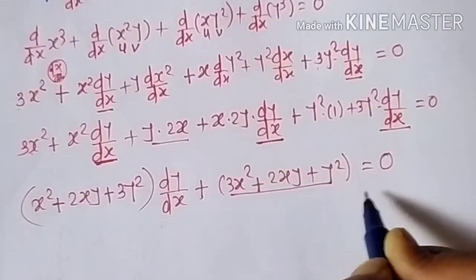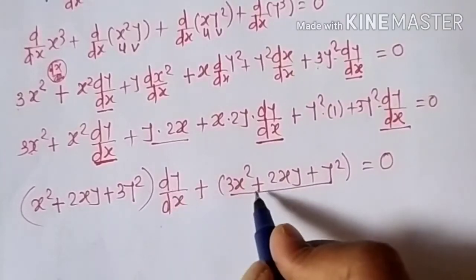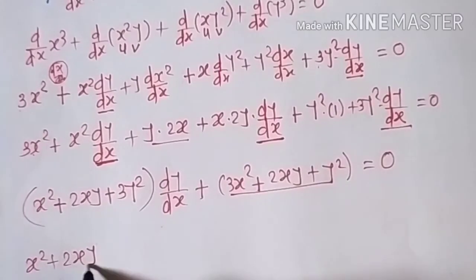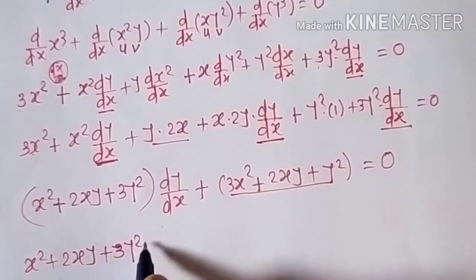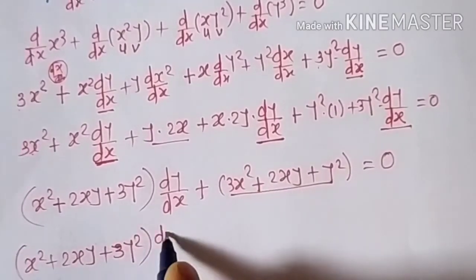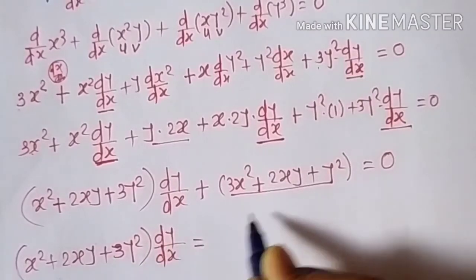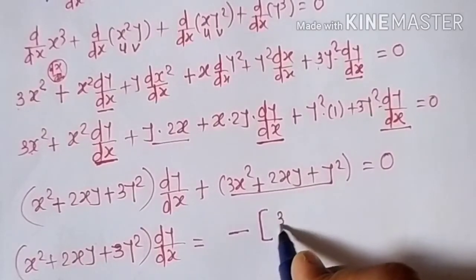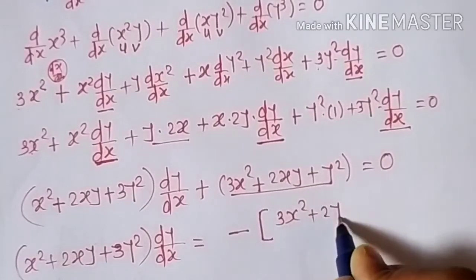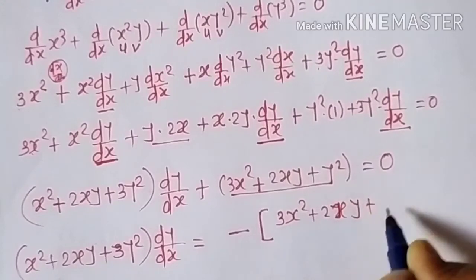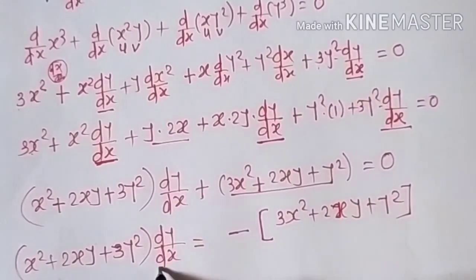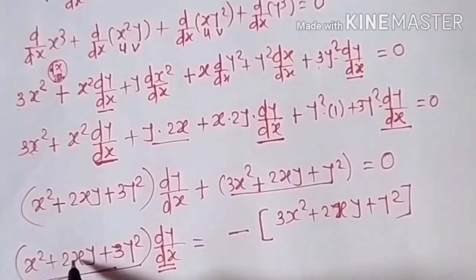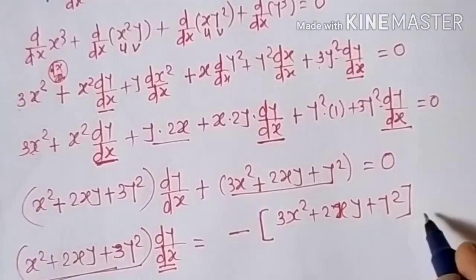When we compare this term is equal to 0, in order to find dy by dx, this is equal to minus time. Then x square plus 2xy plus time 3y square into this dy by dx. Then compare whole this term is equal to 0. We know that it is minus time. From whole this term we take minus sign outside. Then 3x square plus 2xy plus time y square. In order to find dy by dx, we have to divide this term to whole the equation or transfer this term to right hand, then it is divided.